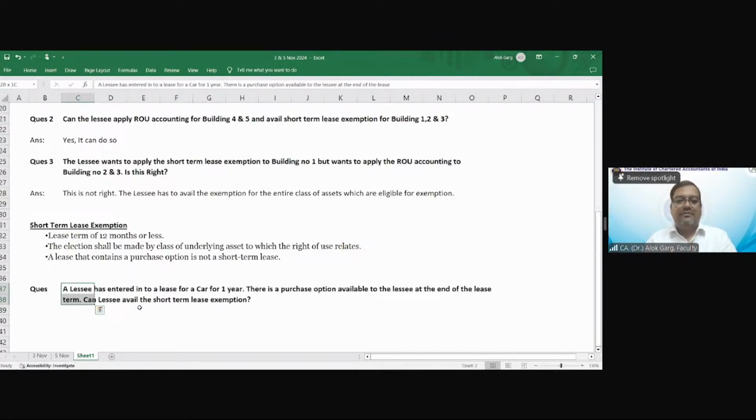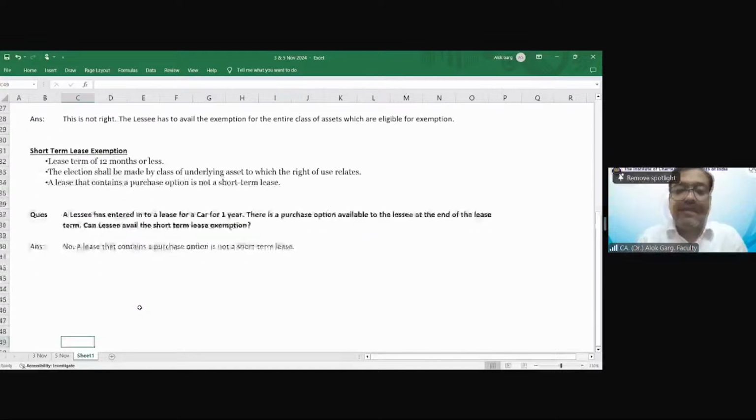Of course no. I already told you that above. Answer: No. Why? Let me copy paste: a lease that contains a purchase option is not considered a short-term lease. Why? Because this asset will eventually belong to the lessee. I hope this exemption is clear to everyone.